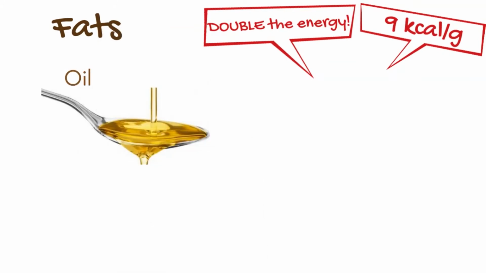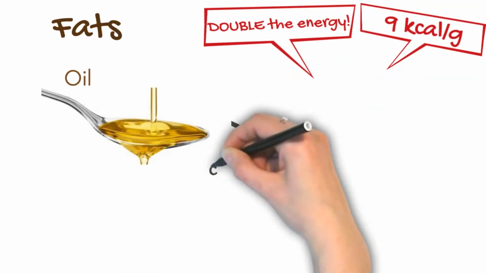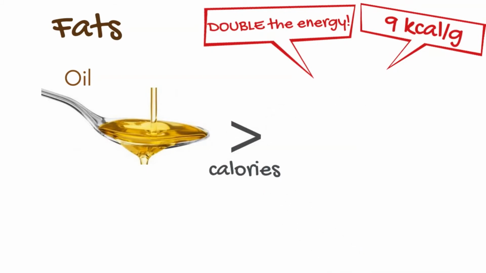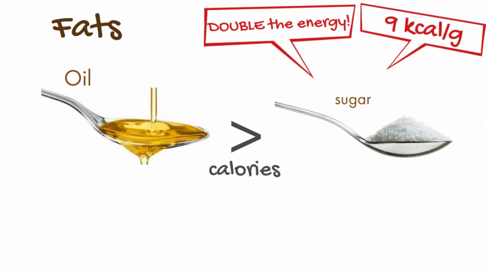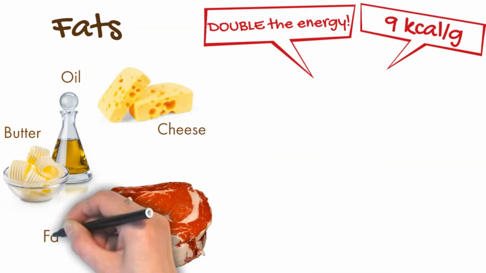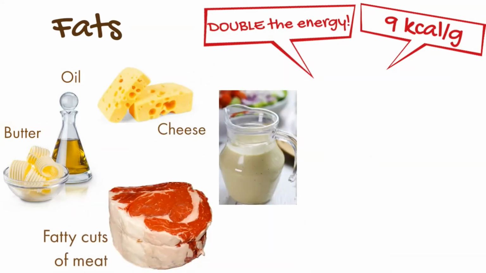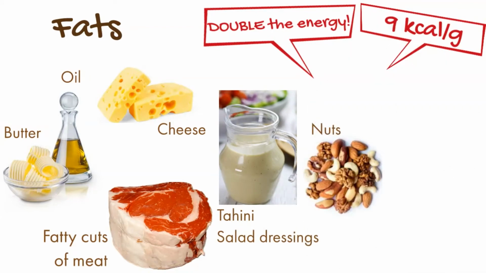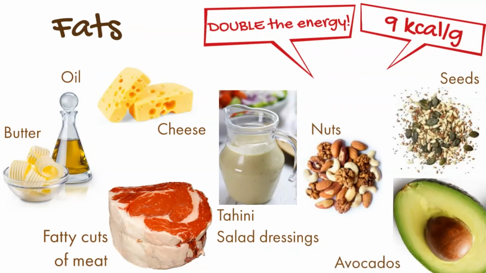Oil is a pure form of fat, which explains why there are more calories in 1 tablespoon of oil than in 1 tablespoon of sugar, which is a carbohydrate. Aside from oil, fats can be found in butter, margarine, and cheese, fatty cuts of meat and fatty fish, tahini and salad dressings, and nuts, seeds, and avocados.